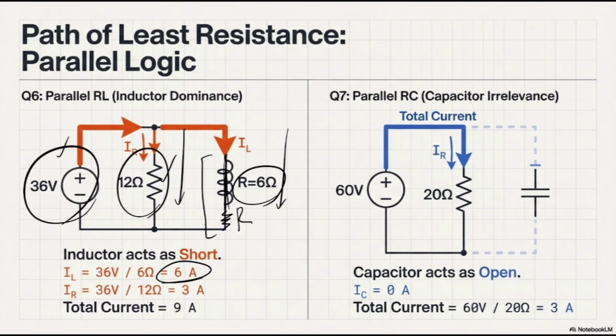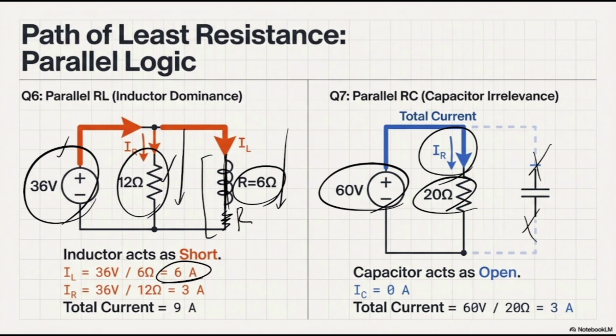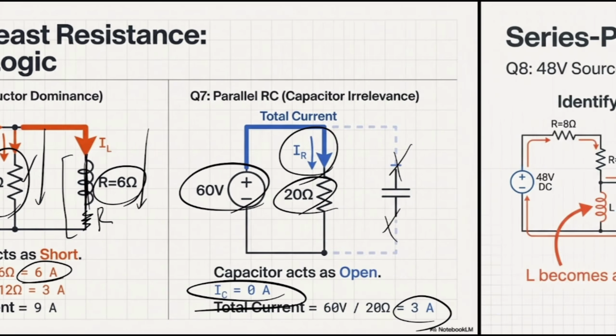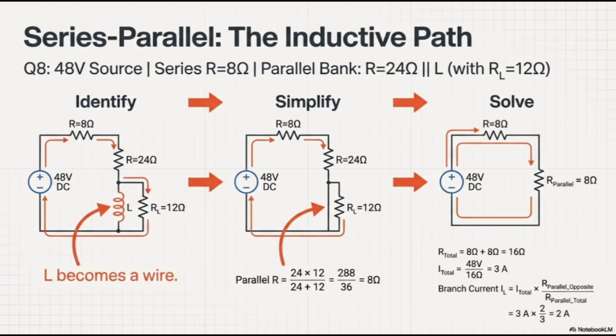On the other hand, imagine that we do have the same scenario, but this time instead of an inductor, we do have a capacitor. So what would happen to the capacitor after some time? Your capacitor gets charged, and this point is going to be an open circuit. It doesn't matter what resistance you have on the side, everything is gone. So the amount of current that goes through your middle, resistive branch is going to be 60 divided by 20, and you do have what? You do have 3 amp, while you don't have any current for your capacitor itself. So let's consider the series-parallel condition, the inductive path.